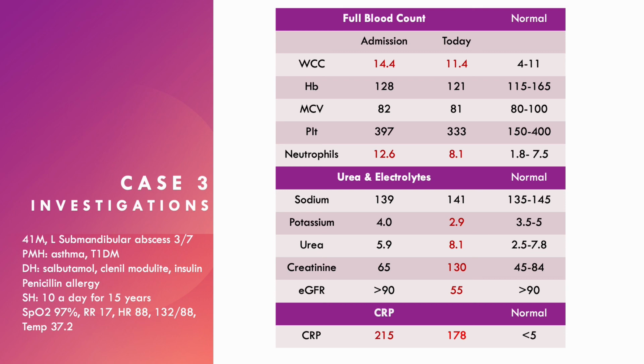When we look at the patient's urea and electrolytes, the urea is high, the creatinine is high, and there's been a drop in the patient's eGFR, which does suggest, as previously discussed, a deterioration in the patient's renal function. The patient has also had a drop in the potassium down to 2.9, and this may be a result of excessive diarrhea from the C. difficile and excessive fluid loss.